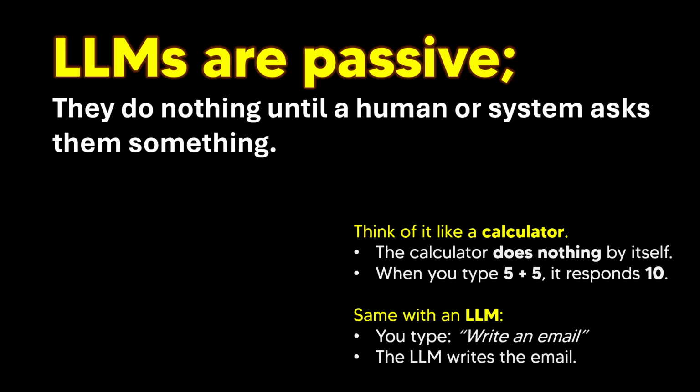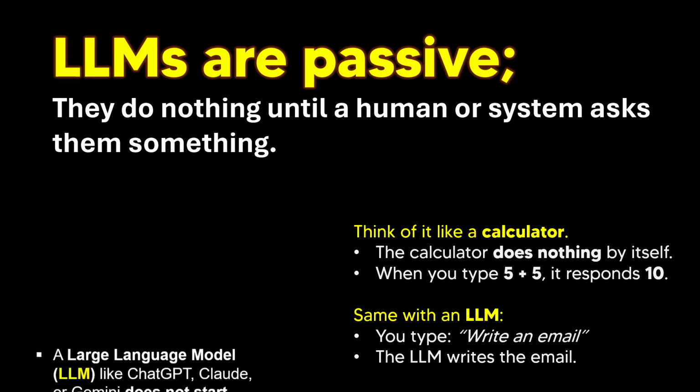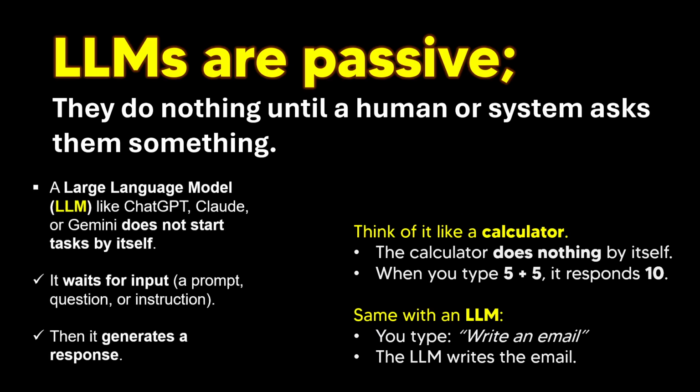When you ask it to write an email, the LLM writes an email for you because that's what you want, right? And this LLM, or large language model, like ChatGPT, Claude, or Gemini, doesn't start tasks by itself. It waits for inputs like a prompt or an instruction, and then it generates the response, right? So that's what LLMs are. Tools like ChatGPT and Gemini are simply LLMs.